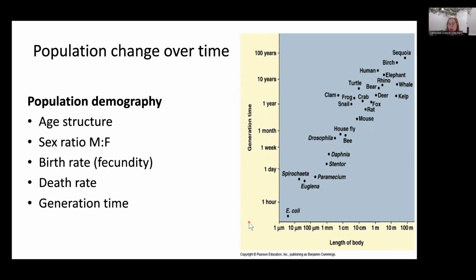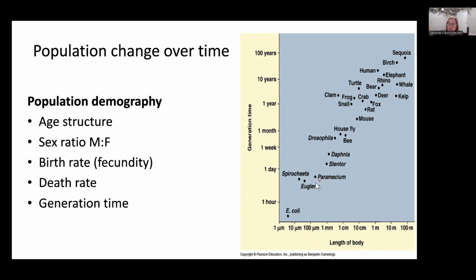Here's our graph of generation time. So we have body size denoted by length, and we have generation time, how long it takes you to replace yourself on average. Not when do you become sexually mature, but on average, how often does each generation replace itself? So if we have a tiny little E. coli, it's got a reproductive time of about 20 minutes.